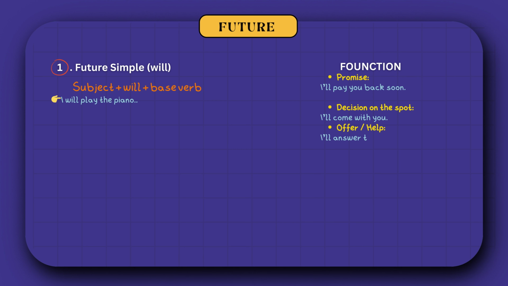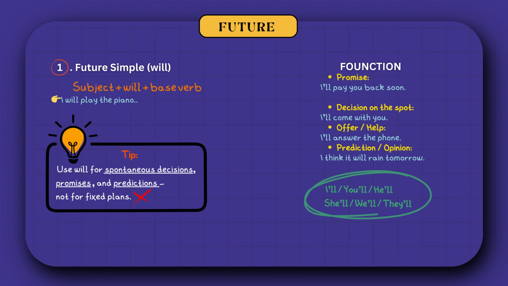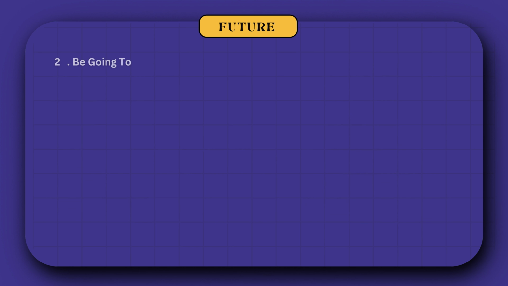Tip: Use will for spontaneous decisions, promises, and predictions, not for fixed plans. Short forms: I'll, you'll, he'll, she'll, we'll, they'll. 2. To be going to. Structure: subject plus am, is, are, going to, plus base verb. I'm going to play the piano. Function: planned actions, intention decided before now.